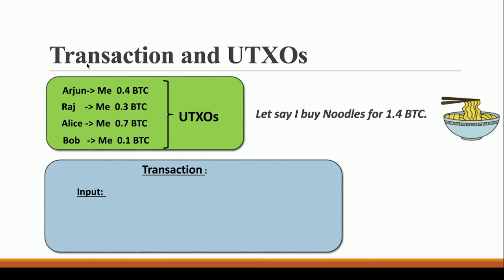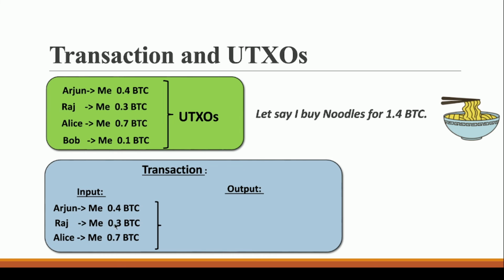Now, in this case, let's say our wallet can select this 0.4 Bitcoin UTXO, then this 0.3 Bitcoin UTXO, and then this 0.7 Bitcoin UTXO. So our wallet is selecting all these three, because 0.4 plus 0.3 plus 0.7 will be equal to 1.4 Bitcoin. This was our input, and then there will be an output.